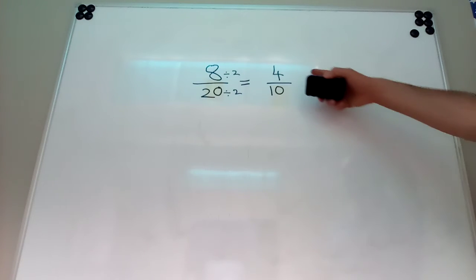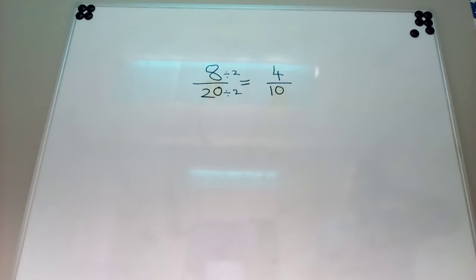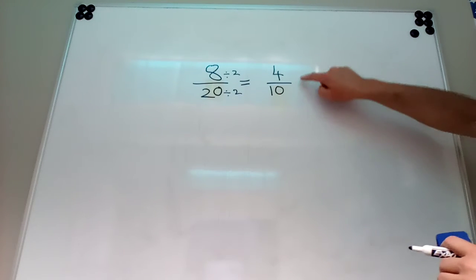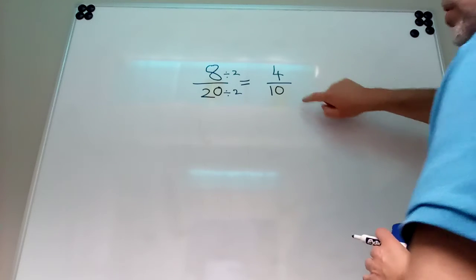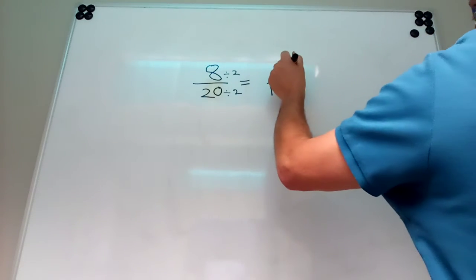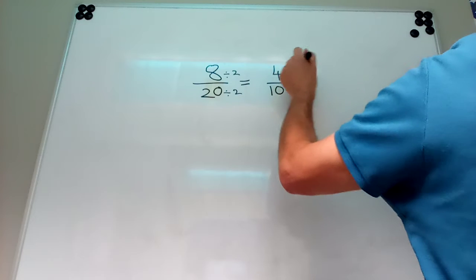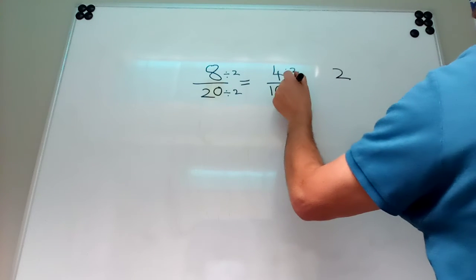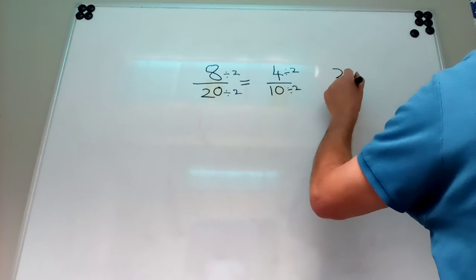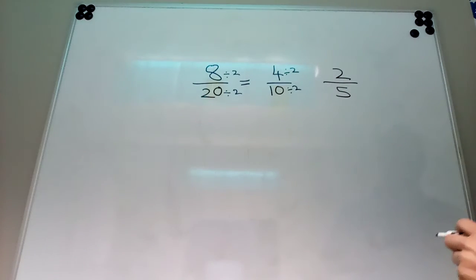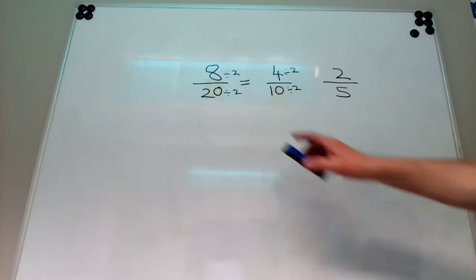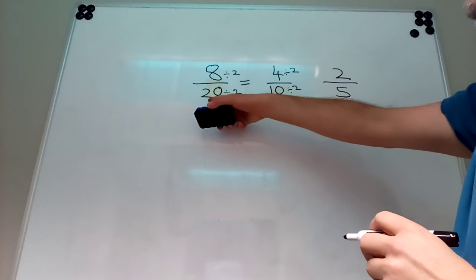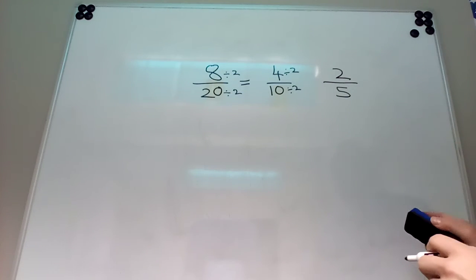But is 4/10ths the lowest? Is that in the simplest form, the smallest numbers for that fraction? No, 4/10ths will reduce again. They're both even numbers, so you can divide by 2. 4 divided by 2 is 2, and 10 divided by 2 is 5. So we've got 2/5. So 8/20ths reduces to 2/5.